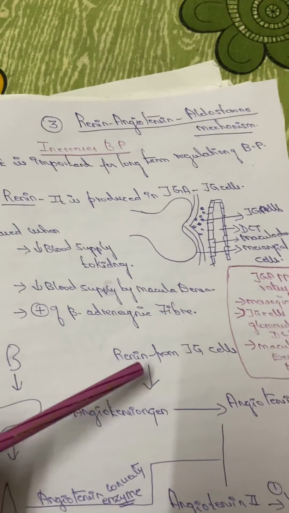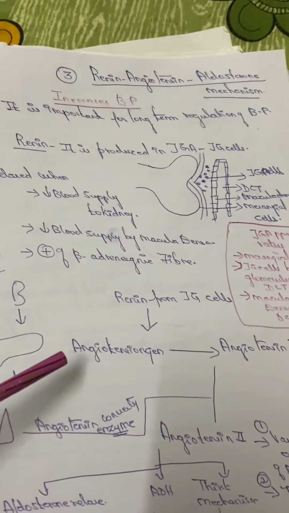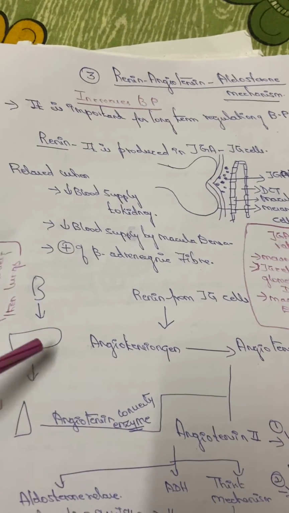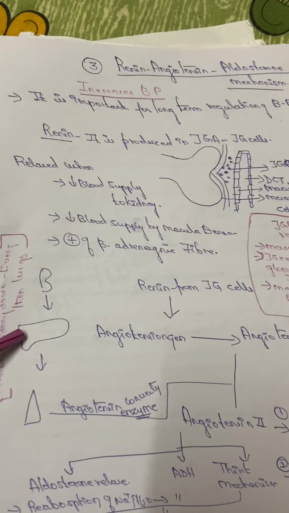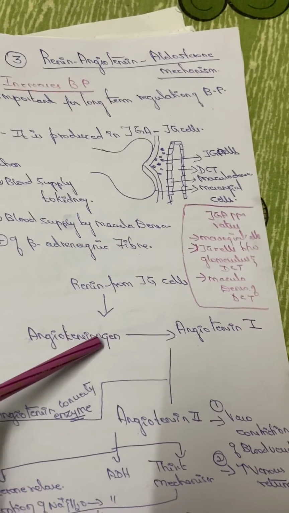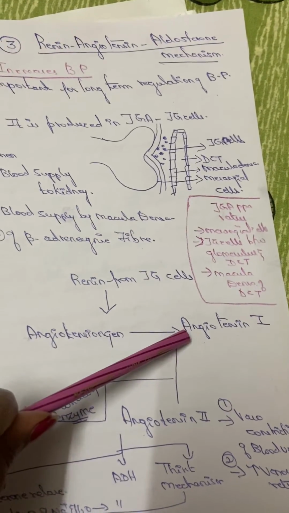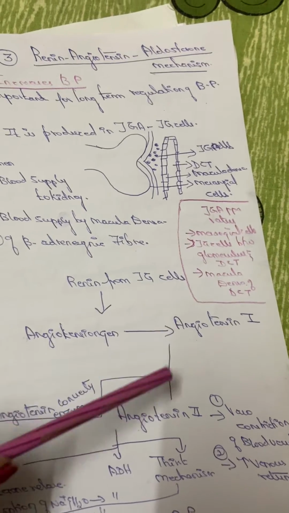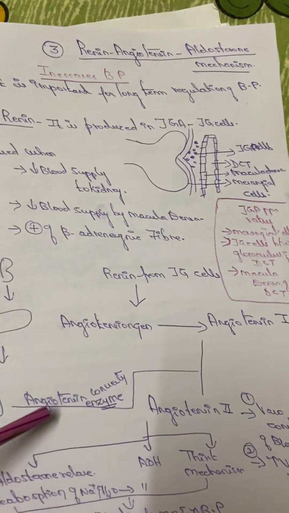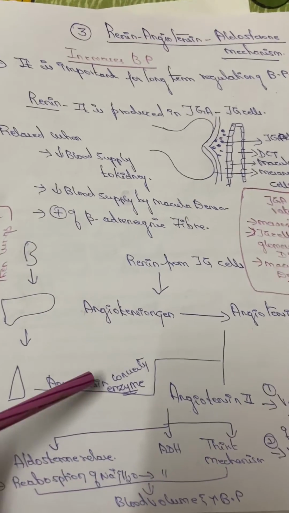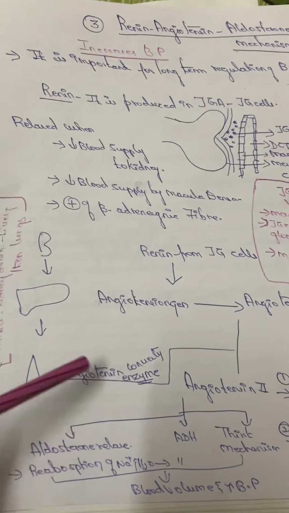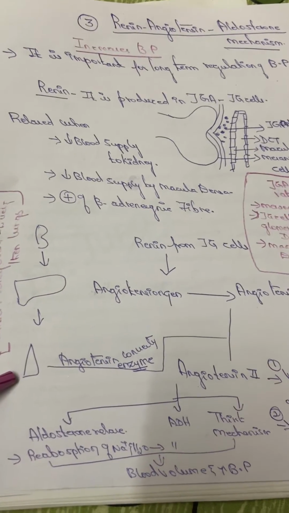So the renin from the JG cells will act on the angiotensinogen which is secreted from the liver, and it is getting converted into angiotensin 1. Here the angiotensin 1 is further getting converted into angiotensin 2 by the angiotensin converting enzyme secreted from the lungs.